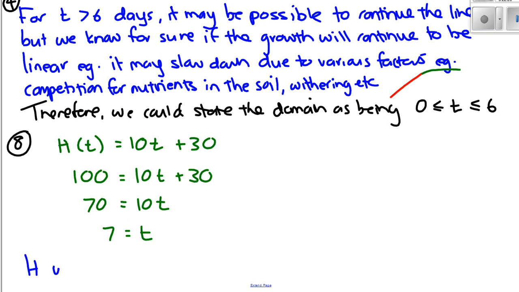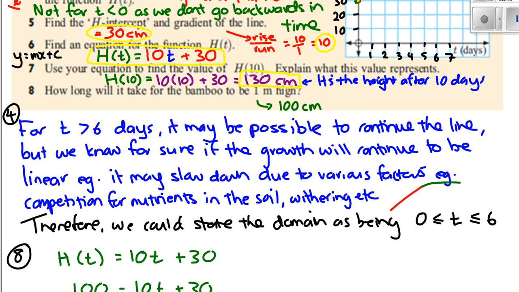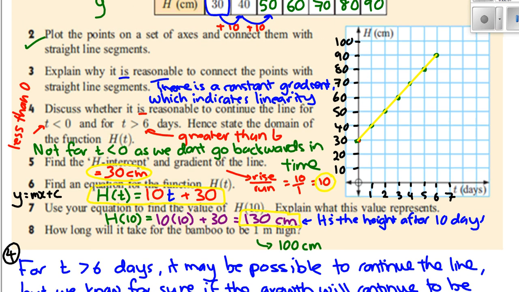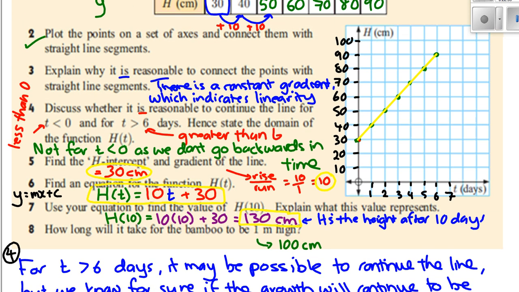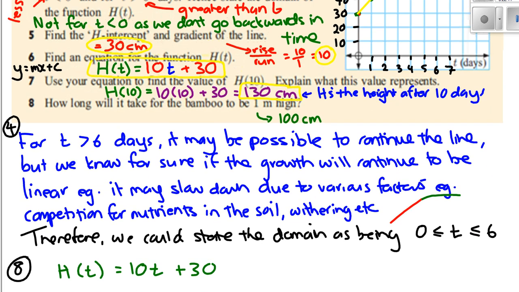You could use your graph as well. I would use your equation. Sometimes a question in an exam might say use your graph, or it might say use your equation. So make sure to use what they said to use, and then feel free to use the other method to check your answer. So remember, the methods could be using a graph. If you extended this graph to 7 days, you'd get 100 centimeters tall. The plant would be. How long will it take for the bamboo to be 1 meter high?